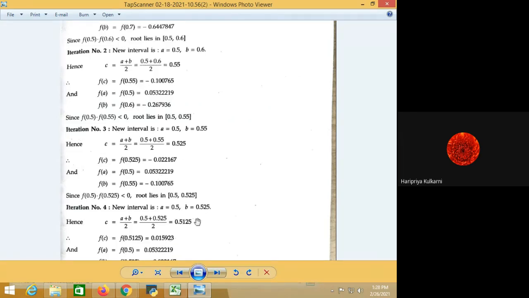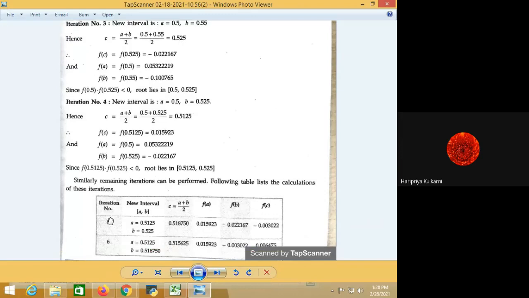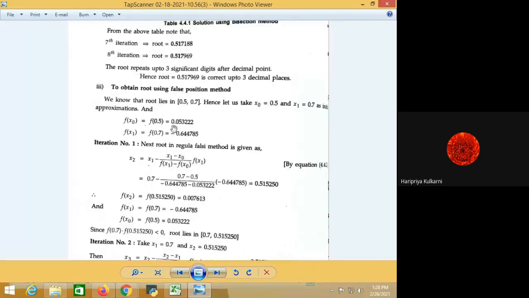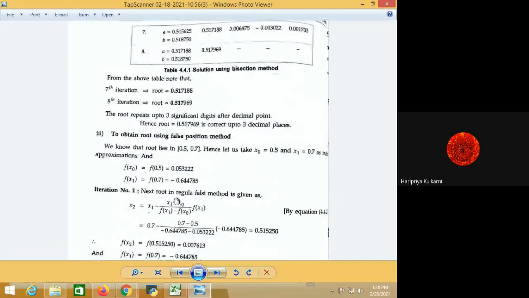Iteration number 3, iteration number 4, iteration number 5, iteration number 6, and these are the results that we have got. You have to solve the number of iterations in the same way. After the 8th iteration, it has been observed that the root is repeating up to 3 decimal points, and we are stopping here considering that the accuracy required is 3 digits after the decimal point. So if we solve this numerical with bisection, we can conclude that we need 8 iterations.